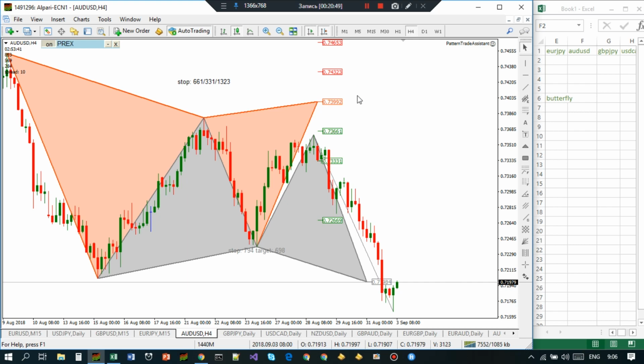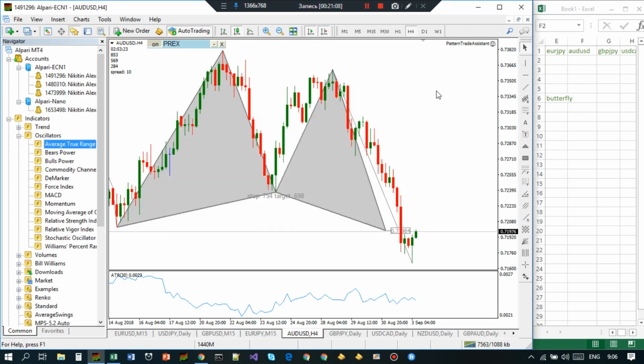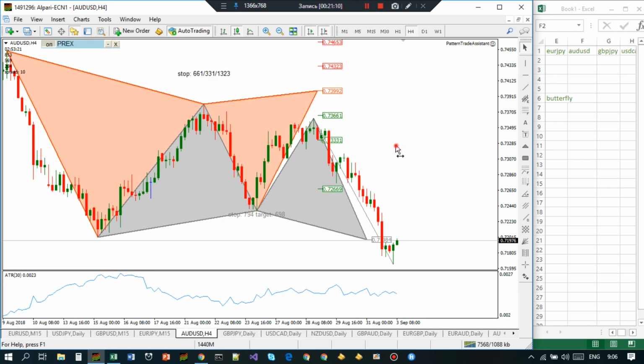Okay, on 4 hour we have a butterfly advanced formation that just completed. It is a nice butterfly, and we didn't have any large expansion bars. Okay, let's calculate them. Simply place it this way. This is the ATR, average true range period 30. So simply calculate it.